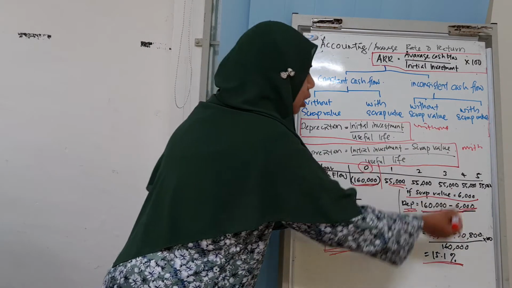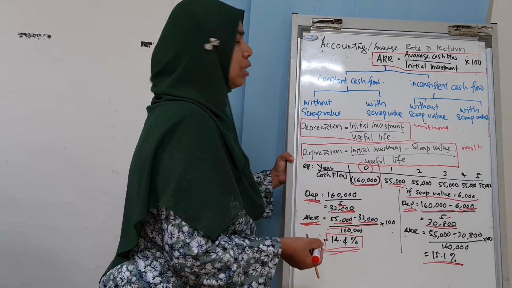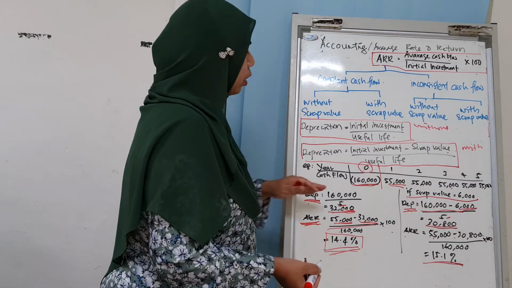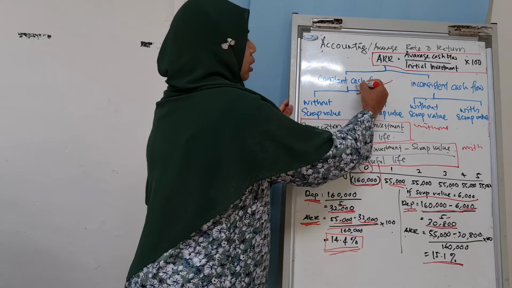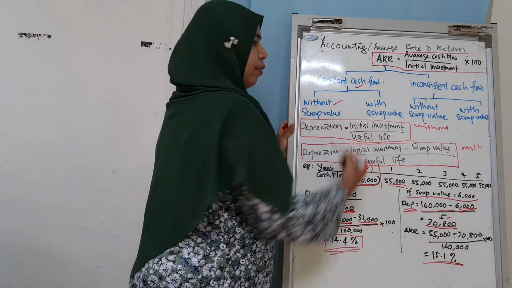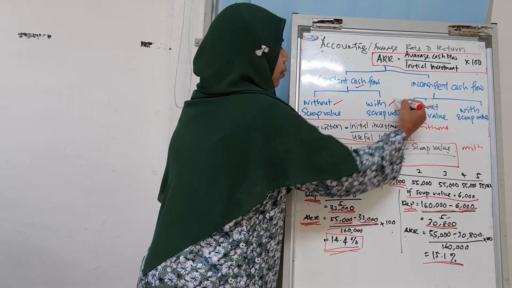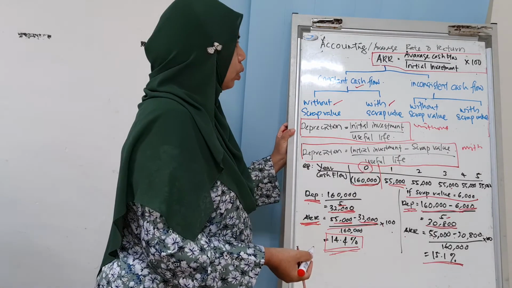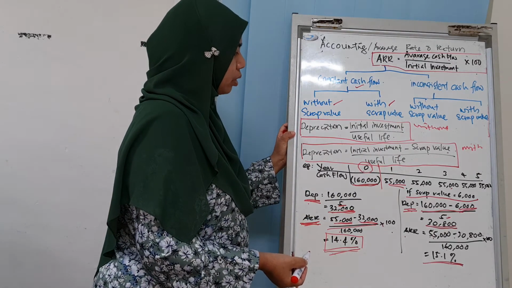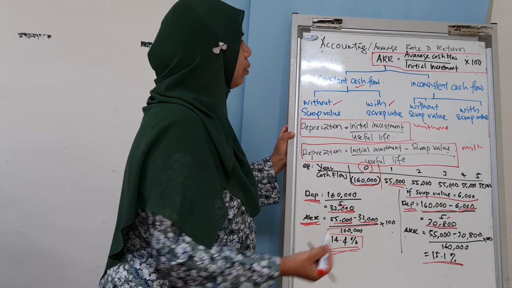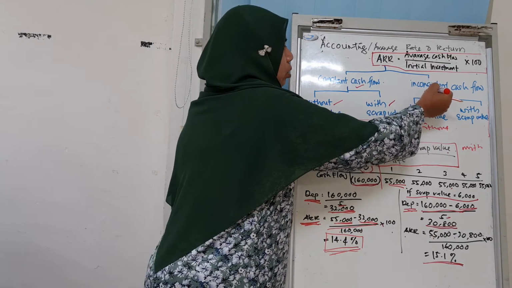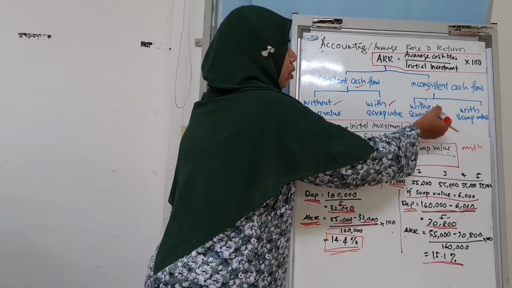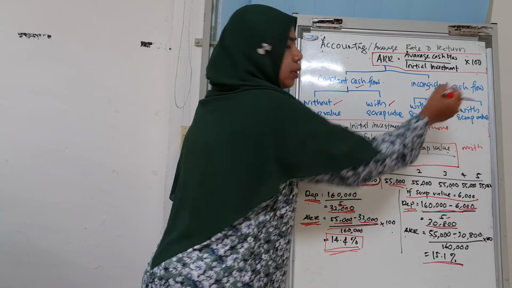This calculation is for the constant cash flow. In this session we already learned about constant cash flow without scrap value and also with scrap value. So I think we stop here, and the next session will be about inconsistent cash flow without scrap value and with scrap value.